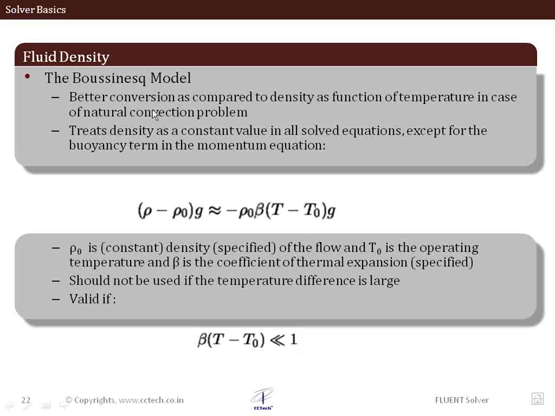You can choose the Boussinesq model for the density variation. And in that case, the density variation along the gravity direction is approximated by a simple linear function of temperature. So you have density difference corresponding to a mean density times the thermal expansion factor times the temperature difference. Now this is quite useful if you want to do a simple natural convection problem, because natural convection problems usually have a lot of issues with convergence.